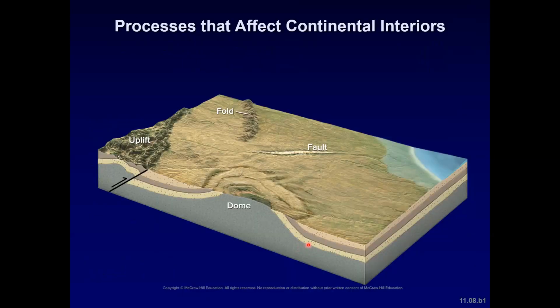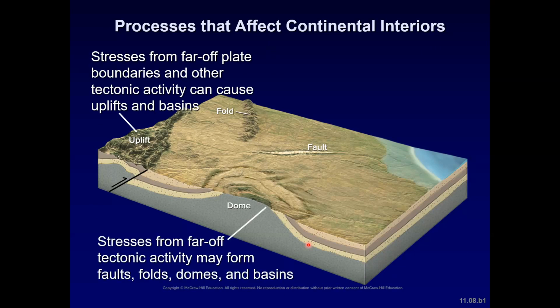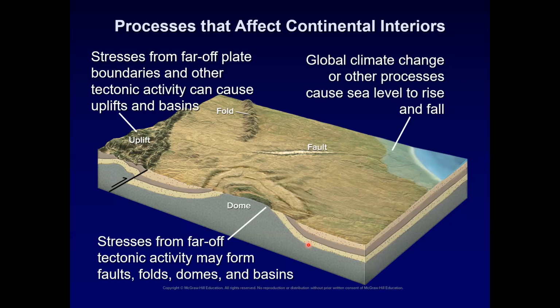So what sort of processes affect continental interiors? Well, you can have stresses from far-off plate boundaries and other tectonic activity causing uplifts in basins. You can also have faults, folds, domes, and basins. And some people are interested in this for, say, a final project. Global climate change or other processes can cause sea level to rise and fall, and that will affect what is really interior to the continent or not. Or maybe it'll all be submerged again.